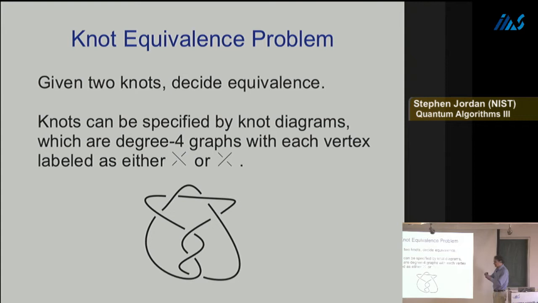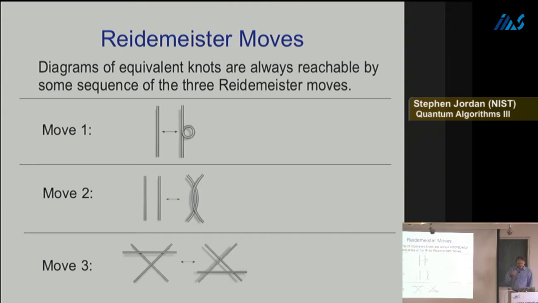So one way to input knots into a computer is with a diagram like this. You can think of this as just being a graph where all the vertices have degree 4. You can see there's four lines coming out of each vertex. And each vertex is just labeled in one of two ways, either as an overcrossing or an undercrossing. So it's pretty easy to see that in that case, you can input this digitally onto a computer. You put the adjacency matrix of a graph and then one bit of information for each vertex. So it turns out that not only can the inputs to the problem be specified in a discrete way, you can actually convert the whole problem of knot equivalence into a discrete math problem.